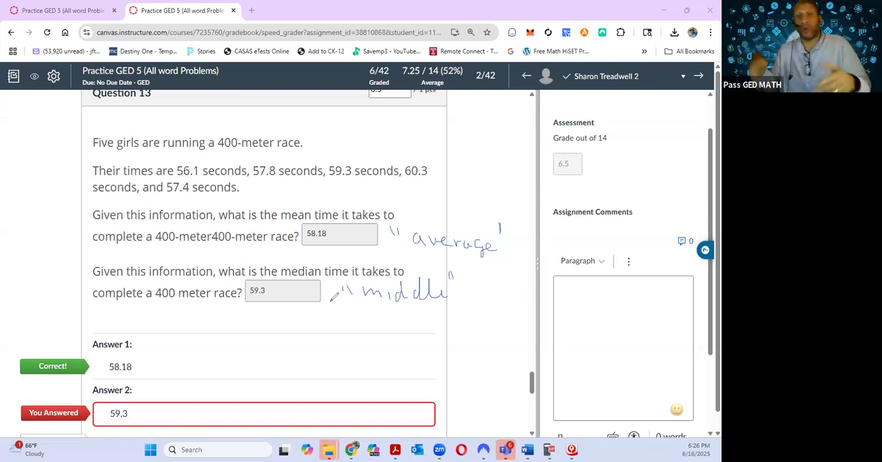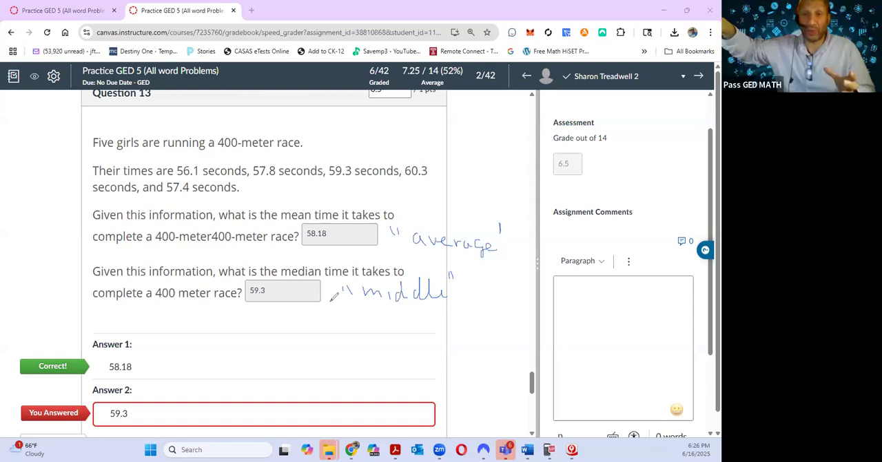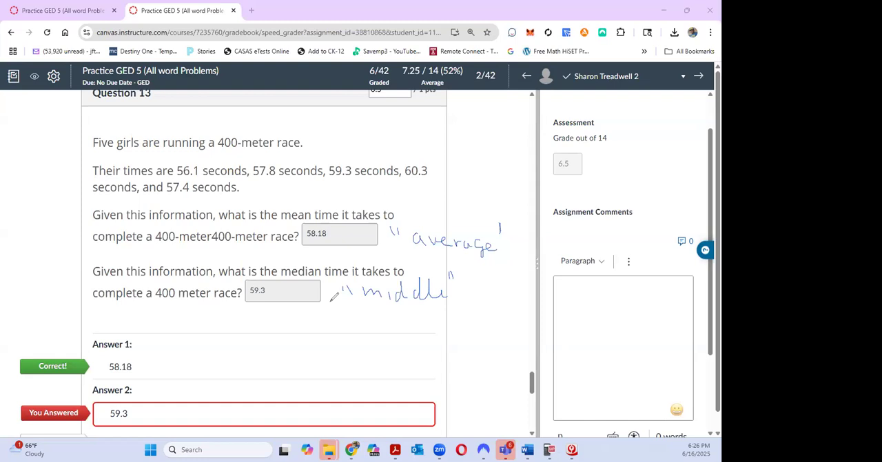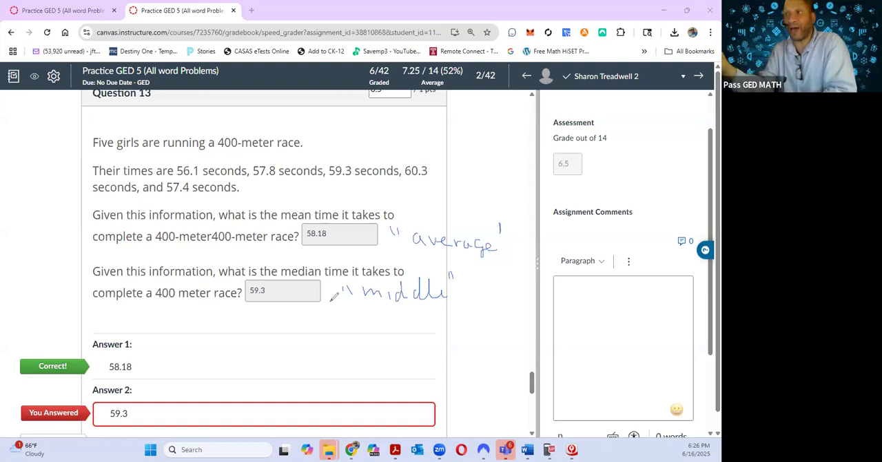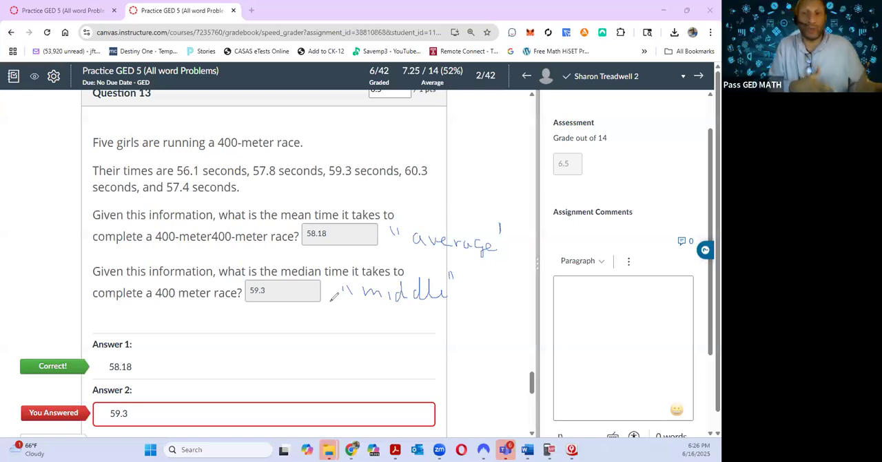Now we can do this by hand. Let me ask you a question. If I'm going to find the average by hand, what would I do to all those numbers first? If I'm trying to find the average, what do I need to do to those numbers first? Add them all up. Once you add them all up, we divide them by how many? How many are there? 1, 2, 3, 4, 5. Okay, so we know how to do the mean. You add them up and divide by how many there are.